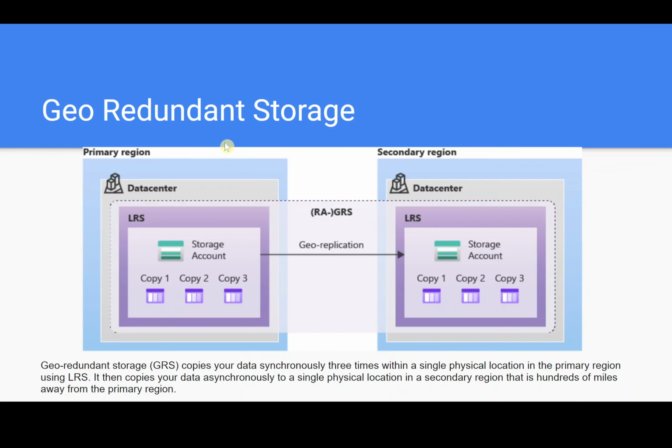The third option here is geo-redundant storage. Geo-redundant storage copies your data synchronously 3 times within a single physical location in the primary region using LRS, locally redundant storage. It then copies your data asynchronously to a single physical location in the secondary region that is hundreds of miles away from the primary region. So with geo-redundant, we have a primary region and then a secondary region.